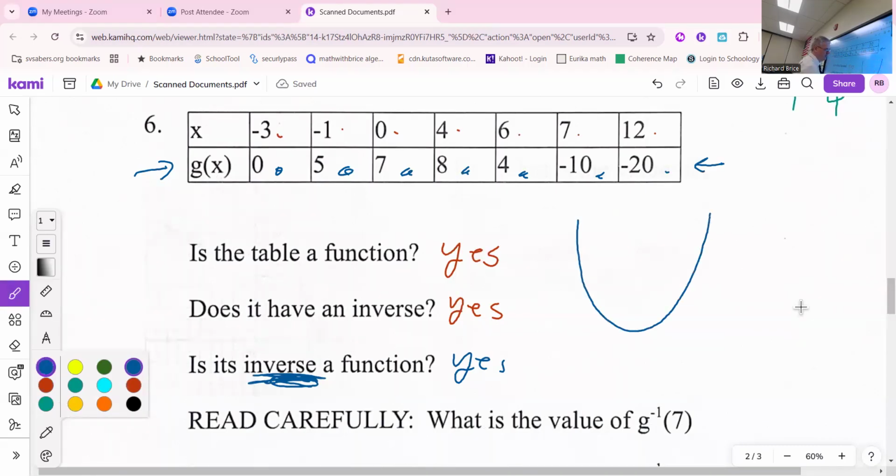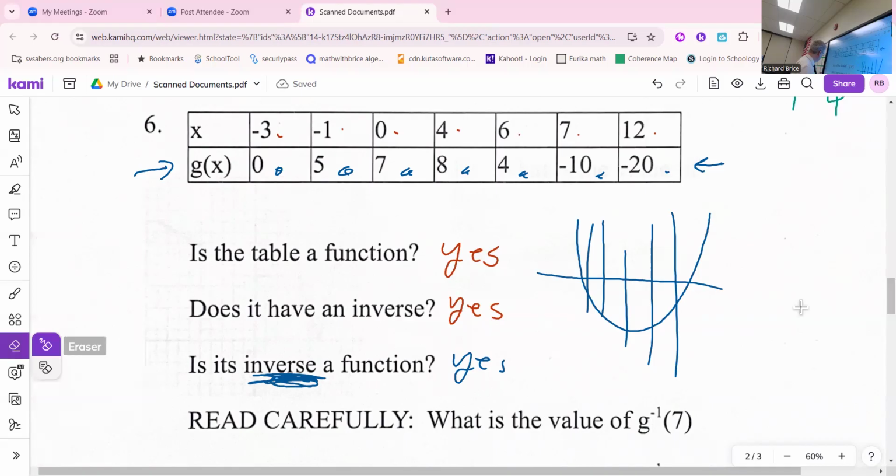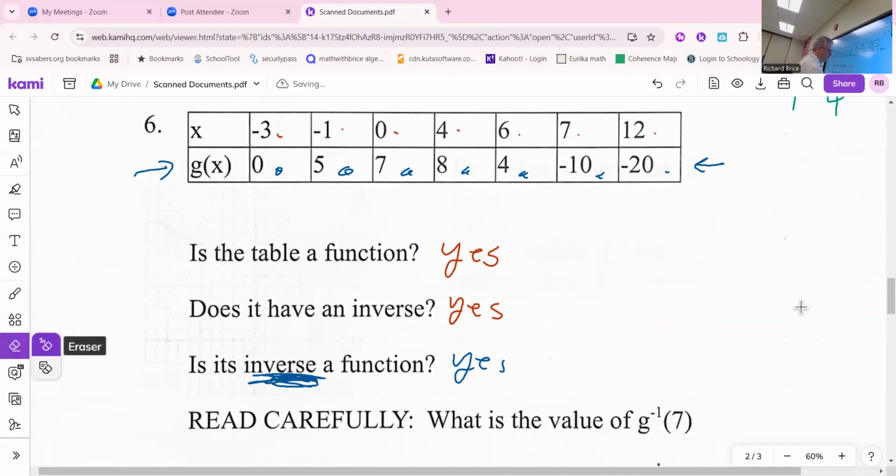So what inverse isn't a function? Well, there it is. This one passes the vertical line test, so it's a function, but it fails the horizontal line test. So that's not a function. And we could write down those points, but we're not going to write down those points right now. Okay.